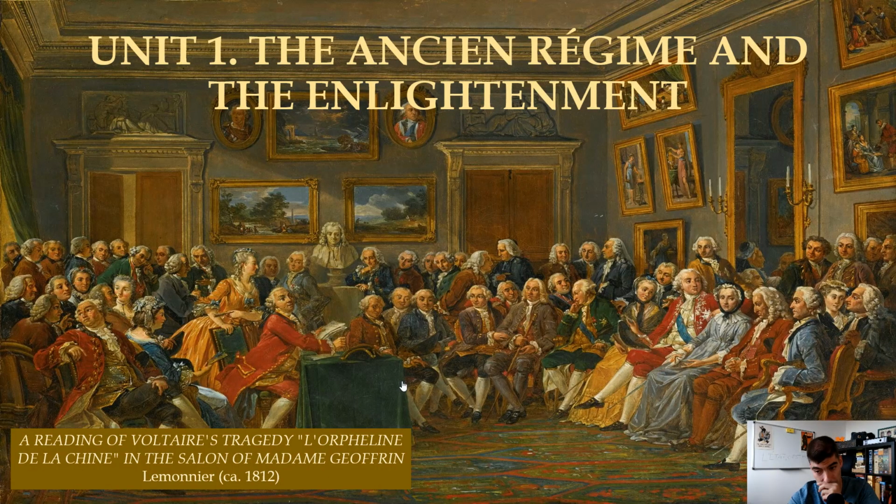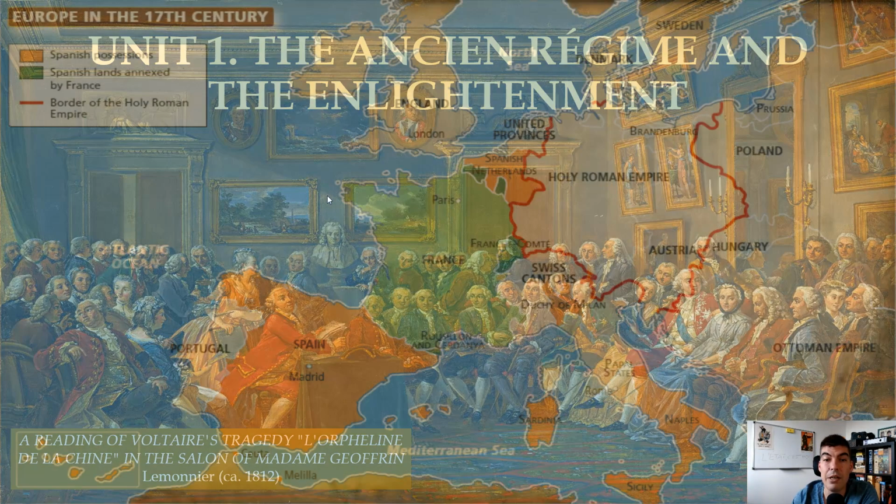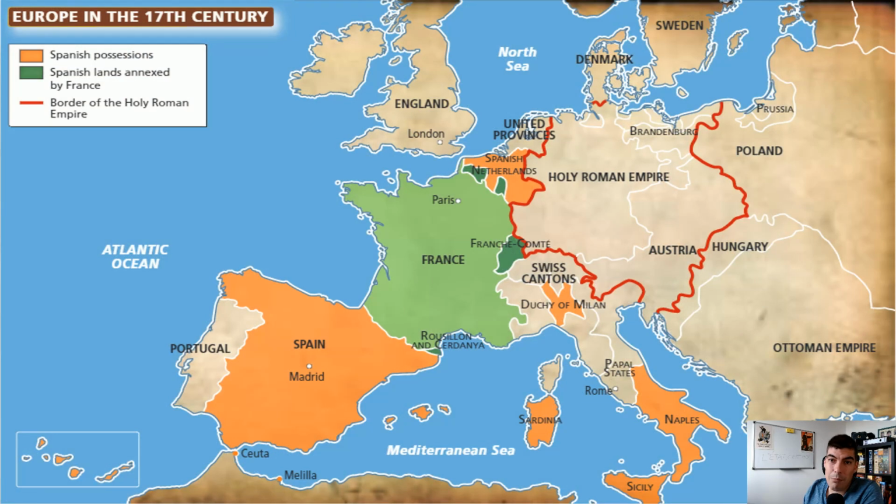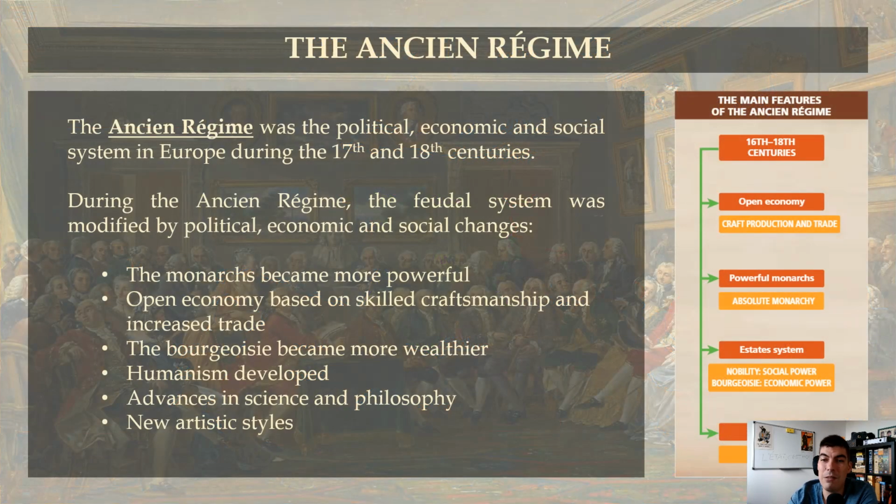Okay, now we are here in the presentation, and let's start. So we are going to talk about the Modern Age, from the 16th to the 18th century. This was the political situation in Europe in the 17th century. The most powerful states during this period were Spain, France, England, and the Holy Roman Empire. And the predominant system was called the Ancien Régime, or the Old Regime.